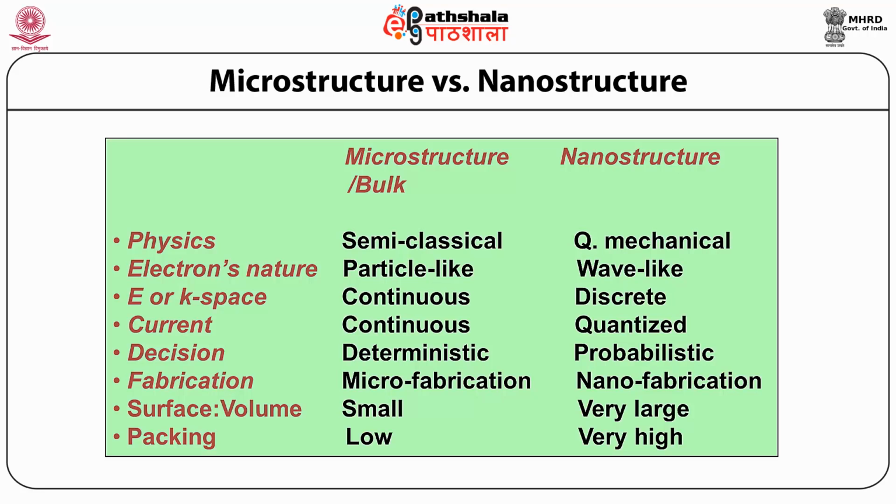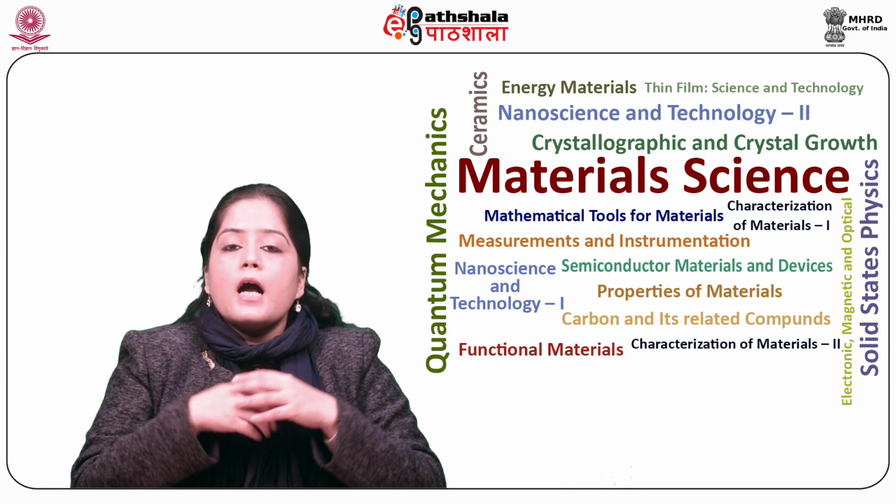Fabrication: in microstructure it is microfabrication and in nanostructure it is nanofabrication. Surface to volume ratio is small in microstructure and very large in nanostructure. Packing is low in the case of microstructure and very high in the case of nanostructure.